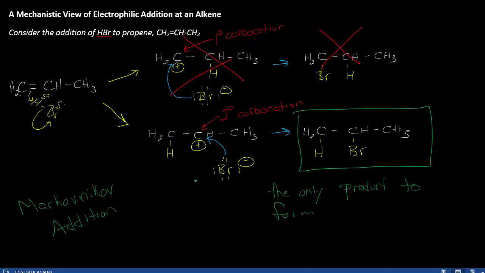The carbon with the most hydrogens will always receive the hydrogen. The more highly substituted carbon will receive the heteroatom, in this case bromine.